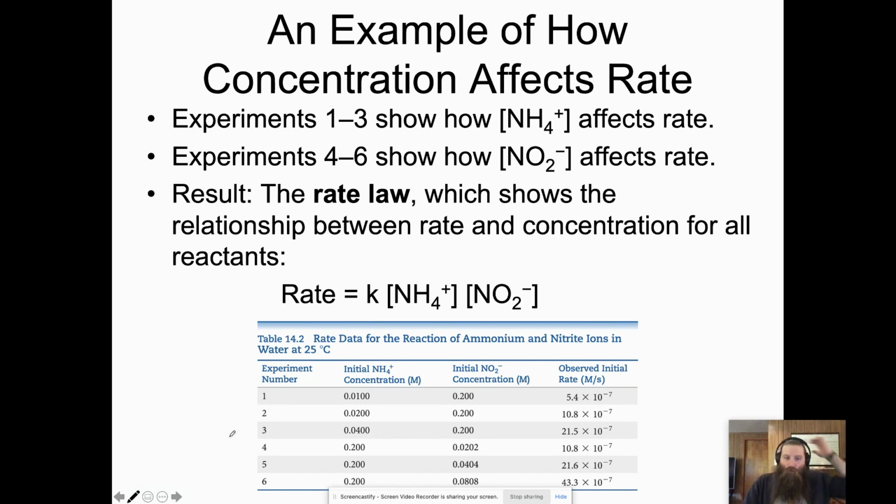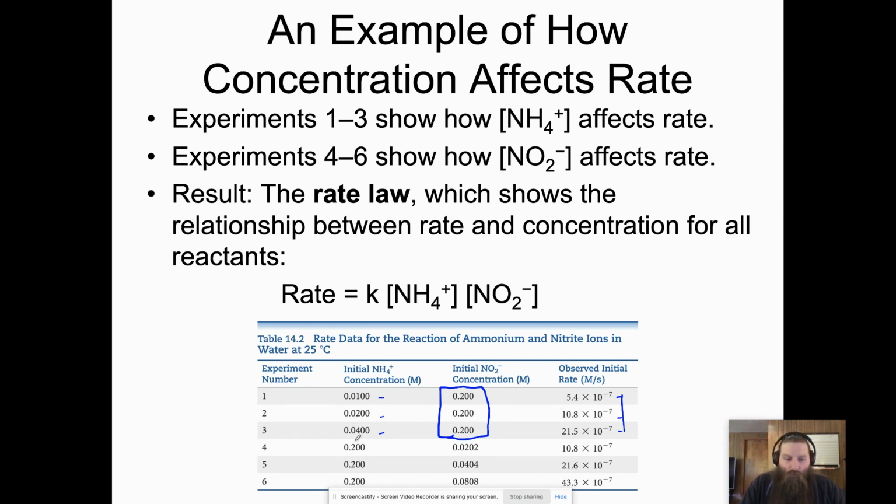All right. So you'll notice that we've done 6 experiments here. And in the first 3 experiments, we all kept the initial concentration of this nitrite constant. We kept it at 0.2. And we varied the concentration of our ammonium. And we did that because we wanted to see these numbers right here. How does the change in the concentration of ammonium affect the rate of this reaction?